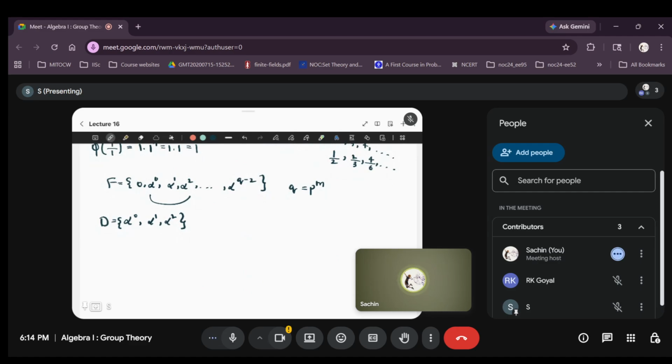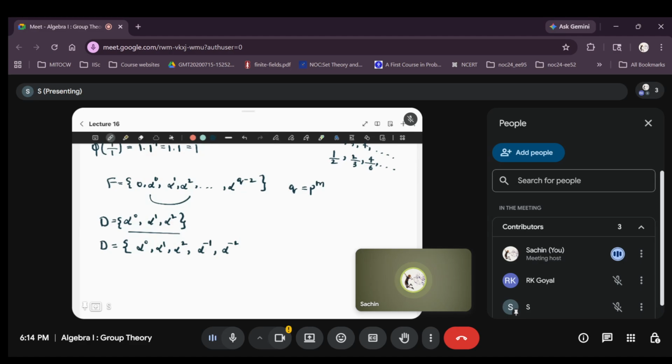Then what is the smallest field that would contain this subring? It might not necessarily be this whole field. It might be something smaller. So this is the subring, it's not a field, right? So some elements might not have inverse. So what you will do is you will try to include the inverse of alpha power 0, which is alpha power 0. Then you will try to include alpha inverse and alpha square inverse to make it a field. So you try to include the inverses.